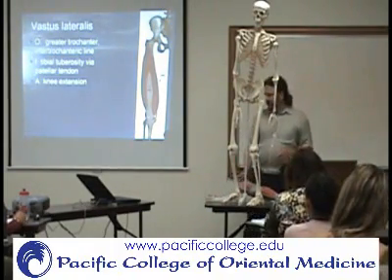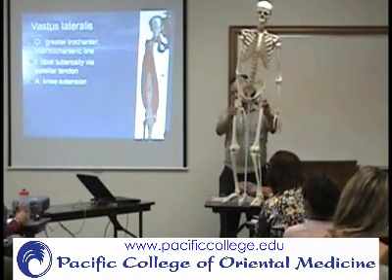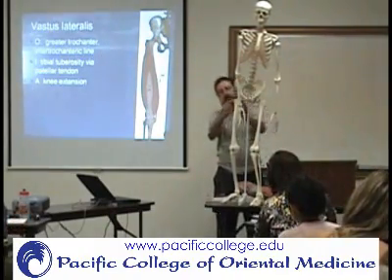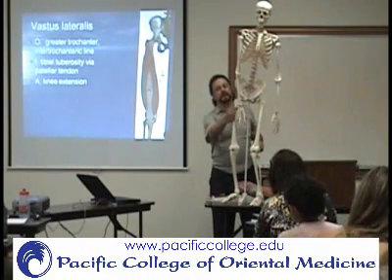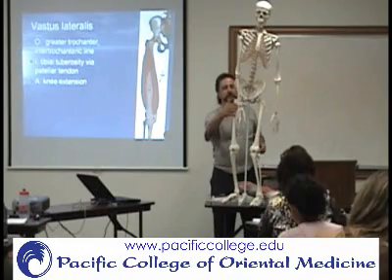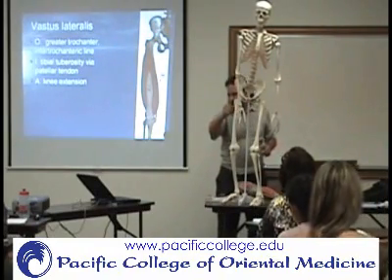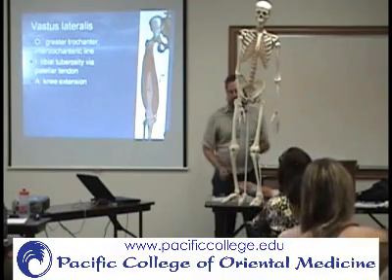Okay, so for the vastus lateralis, it's going to start at the greater trochanter here, and then you also have this intertrochanteric line, which goes between the two trochanters. That's going to come across like that, and then it's going to insert onto the tibia.